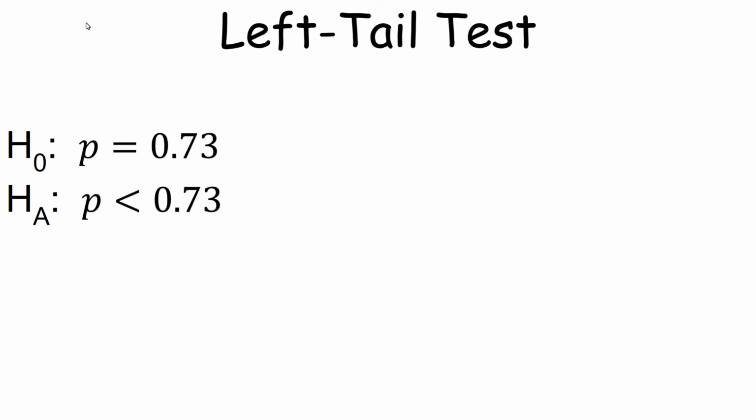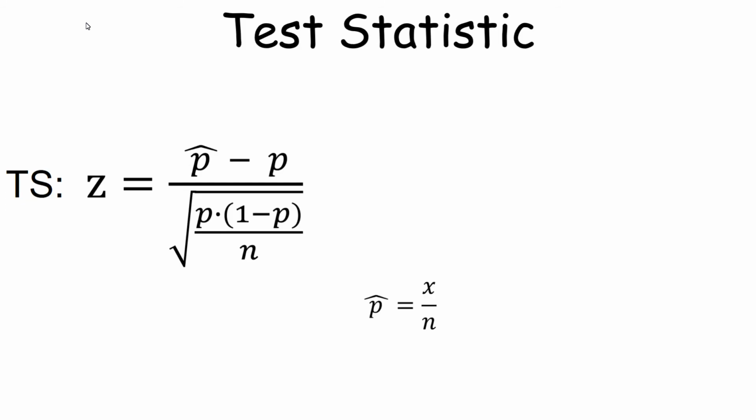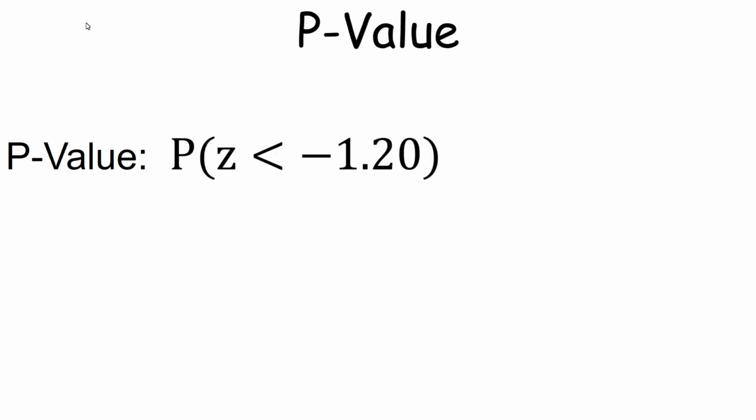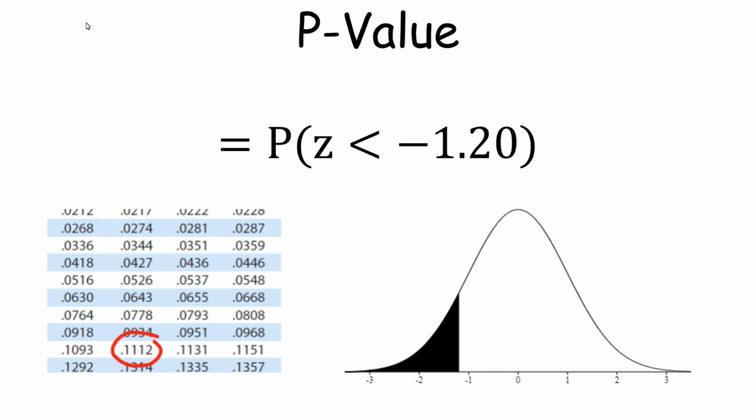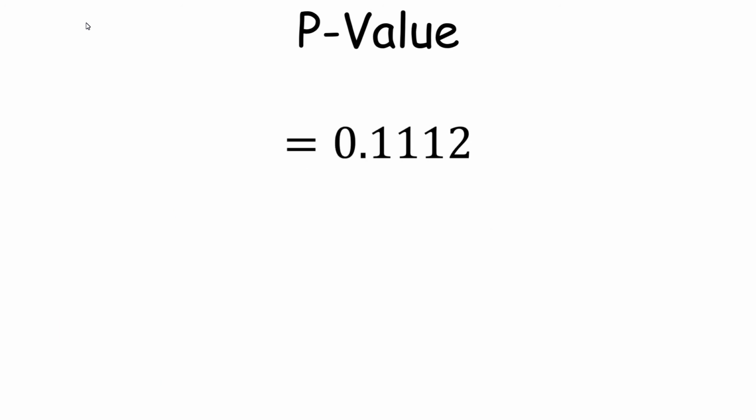Everything's basically going to be the same up until we get to the p-value. Here we have to make sure that we're not multiplying our probability by 2. We're just figuring out what the area is to the left of negative 1.20. That's how the p-value is defined. So this probability is just 0.1112.